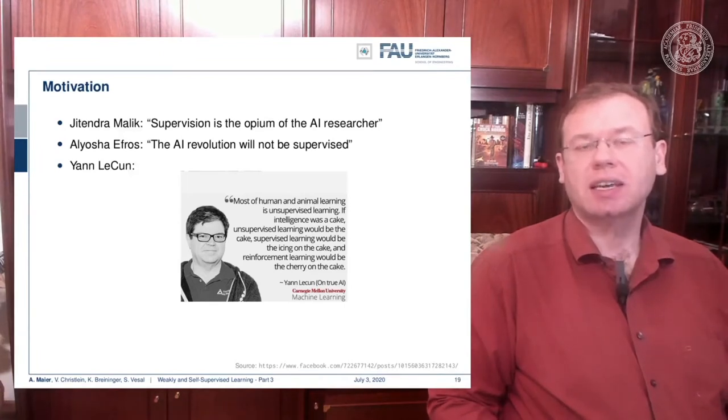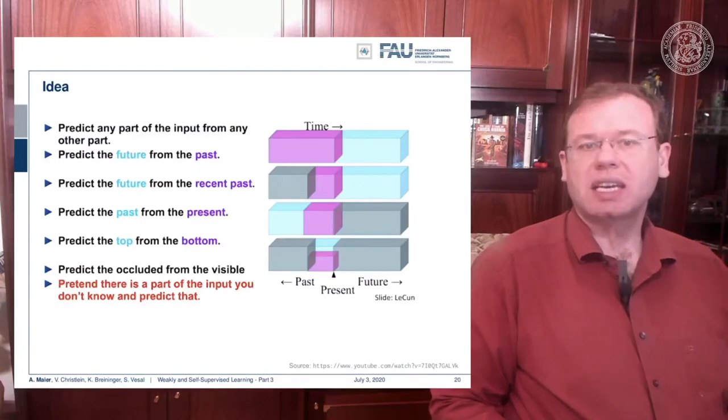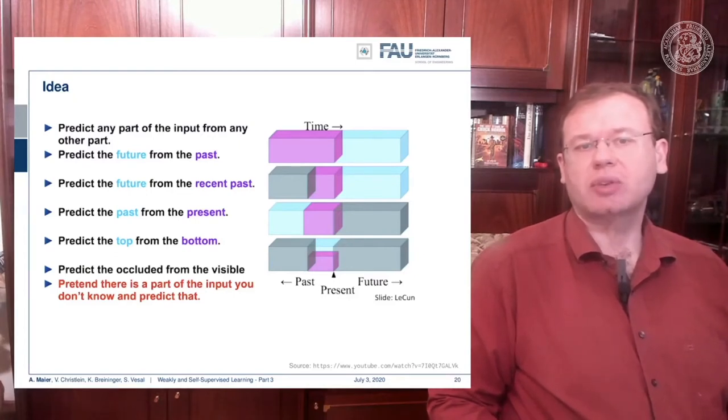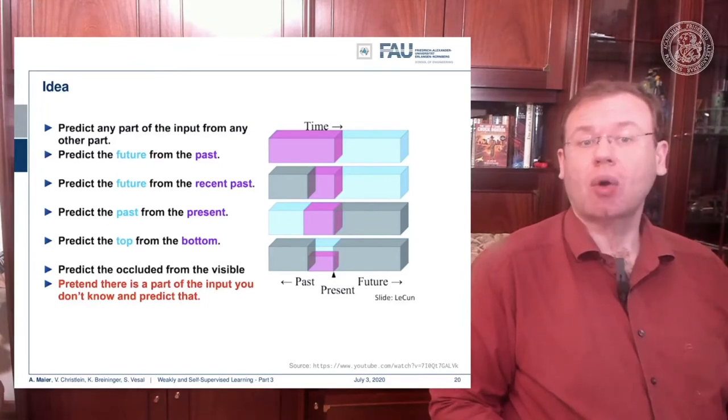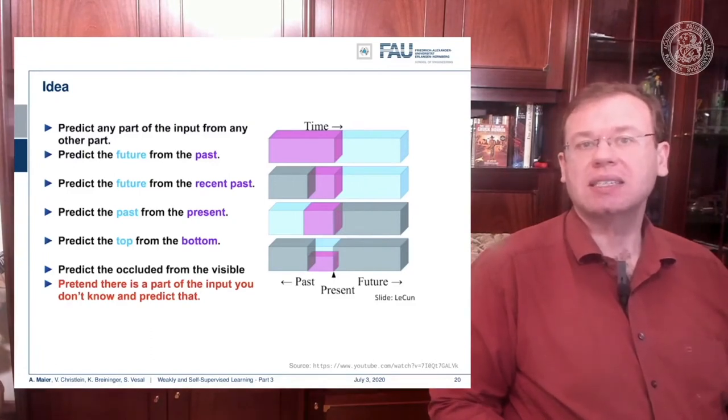And of course, this is substantiated by observations in biology and how humans and animals learn. So the idea of self-supervision is that you try to use information that you already have about your problem to come up with some surrogate label that allows you to do training processes. The key ideas on this slide by Jan LeCun can be summarized as the following. You try to predict the future from the past. You can predict the future also from the recent past, or you predict the past from the present, or the top from the bottom. Also, an option could be to predict the occluded from the visible. So you pretend that there is a part of the input that you don't know and predict that. This essentially allows you to come up with a surrogate task, and with the surrogate task, you can already perform training. And the nice thing is you don't need any label at all because you intrinsically use the structure of the data.